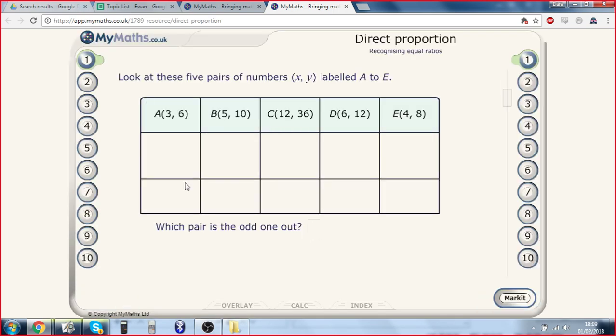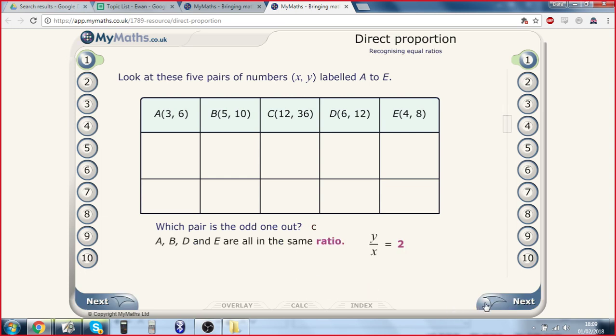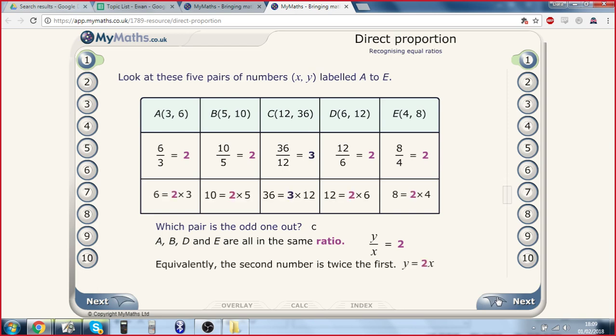Okay, so which pair is the odd one out? Any ideas? C. Yep. All the others are basically the second one divided by the first gives you 2. That one is the second divided by the first gives you 3. Or to put it another way, instead of y over x equals 2, y equals 2x.